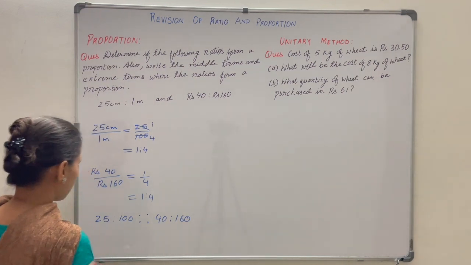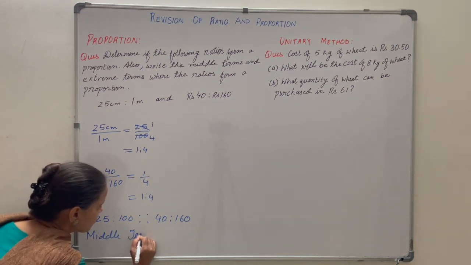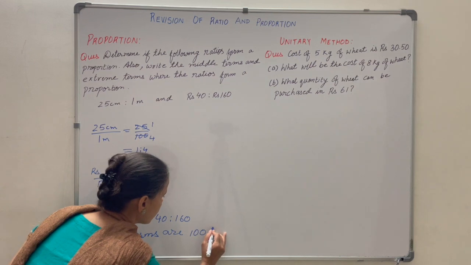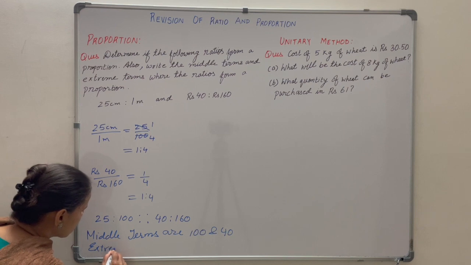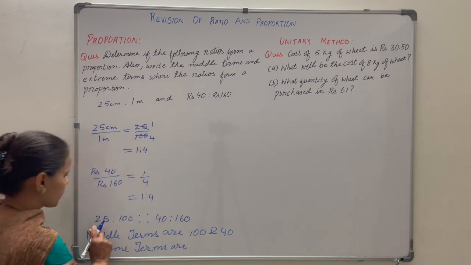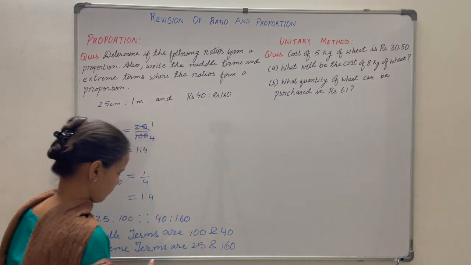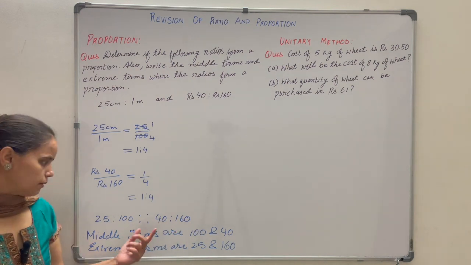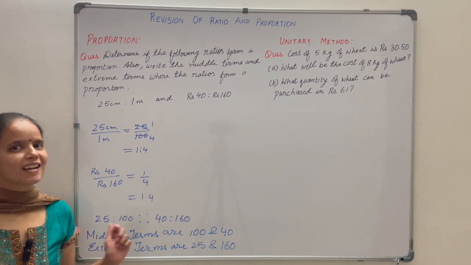Middle terms are 100 and 40. Extreme terms are 25 and 160. This is called the first term, second term, third term and fourth term. These two numbers are the middle terms and the numbers at the extremes are called the extreme terms.